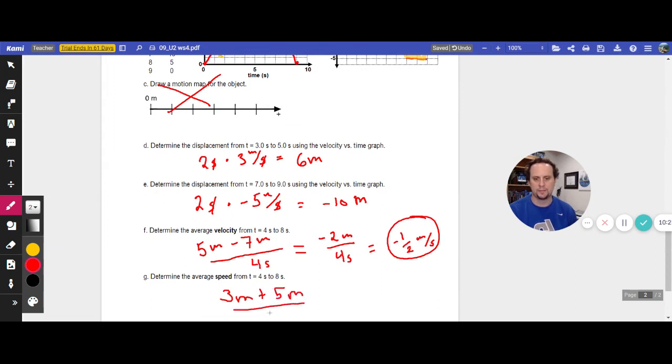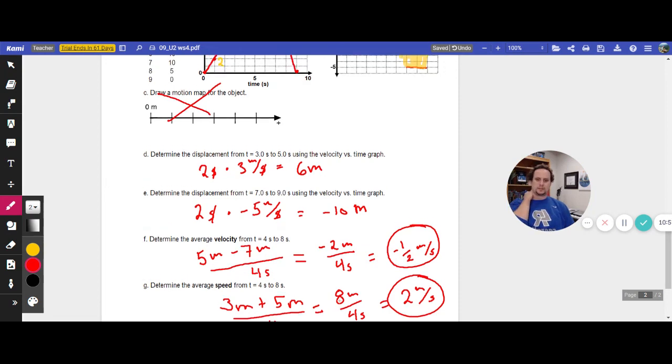All right, the total path divided by the total time. And what we end up getting is 5 plus 3 is 8 meters divided by 4 seconds, and we get an average speed of 2 meters per second. All right, two different things here. Number one, velocity takes into account the directions. That's why you have negatives and positives. And then speed does not take into account direction.